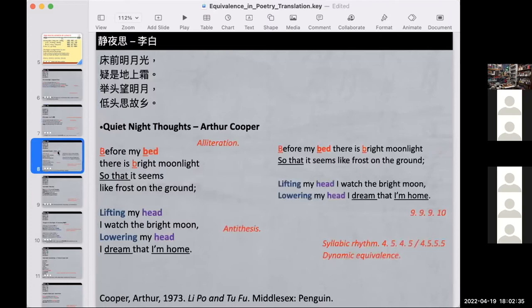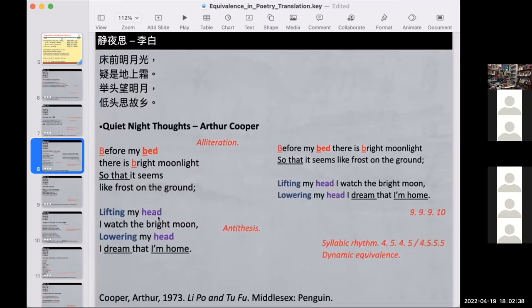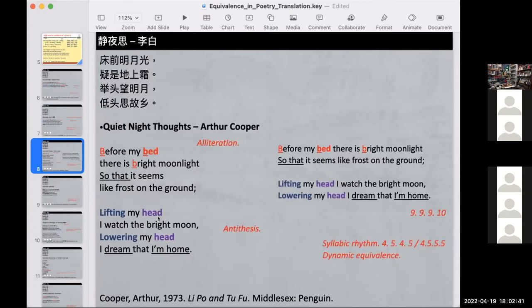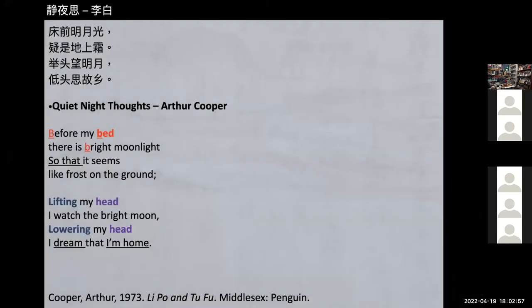Let's move to another version. This one is translated by Arthur Cooper, an American translator. The Chinese poem has 4 lines. Let's count the English: 8 lines. Let me show it to you one by one. He translated the first 2 lines into 4, and the second 2 lines into another 4. He thought that this would be better for his English reader.